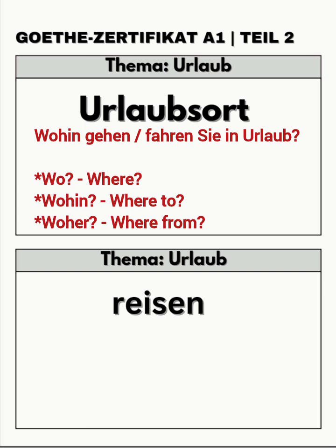Please don't confuse these three. There is wo, there is wohin, and then there is woher. So in this case, we're using wohin, where to. So, wohin gehen Sie? I will either use gehen or fahren. Gehen, to go; fahren, to travel. So, wohin gehen Sie in Urlaub? Where are you going to for vacation? Or wohin fahren Sie in Urlaub? Where are you traveling to for vacation?